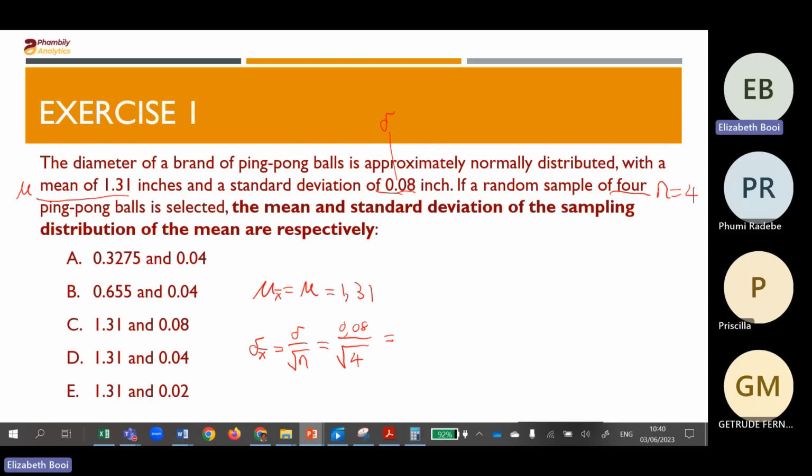And what is the answer? Take out your calculators and calculate and tell me the answer. The square root of 4 is 2. So 0.08 divided by 2.